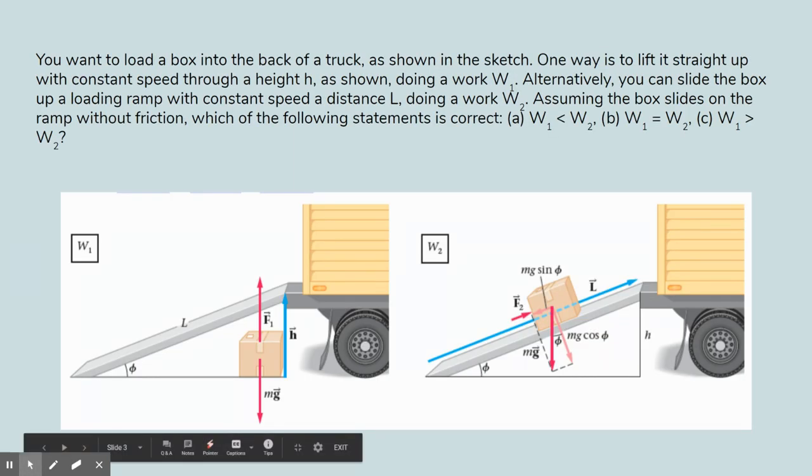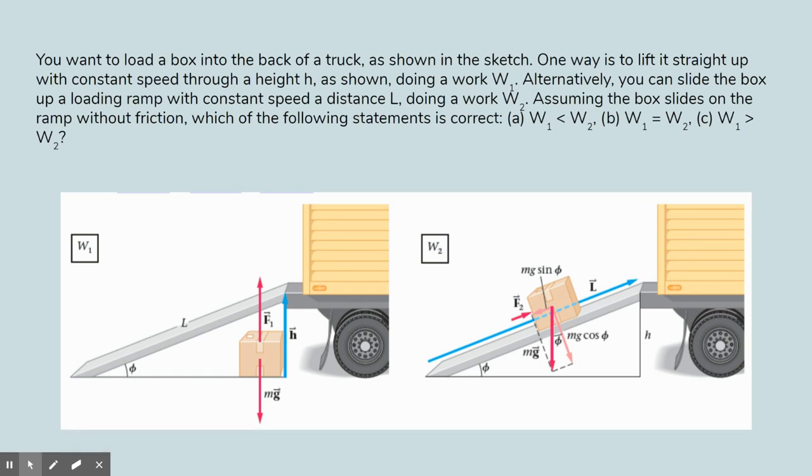Next, okay, we want to load a box into a truck. And here we're not going to do much math. We're just going to think about this conceptually. So we can either lift this box straight up onto the truck, or we can carry it up the truck to the top. So we want to know if the work done here in the first problem is greater than, equal to, or less than the work done here in the second problem.